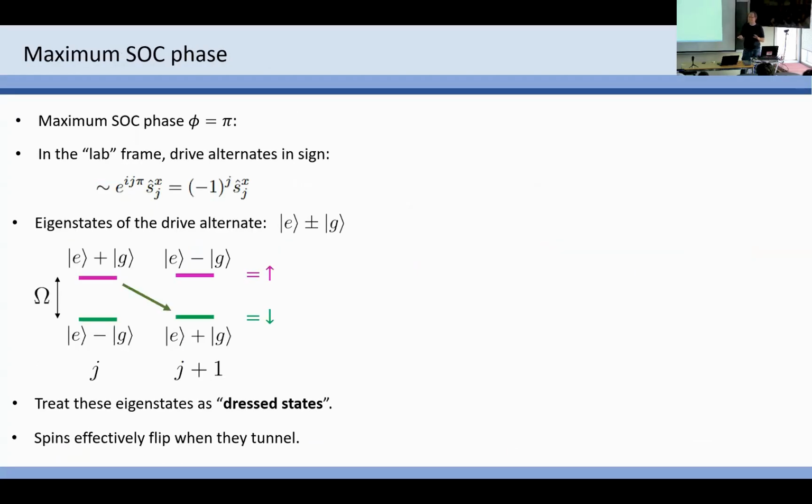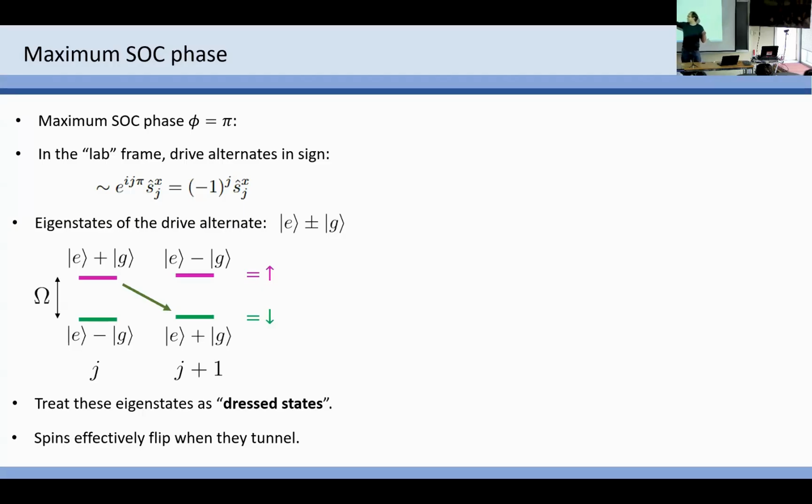Okay, before doing the mathematical Schrieffer-Wolff theory, I find it intuitive to consider the system in the case where the spin-orbit phase is pi, so it's maximal. In the lab frame, before making any gauge transformations, my Rabi drive basically looks like e to the i j pi sigma x. As we know, e to the i j pi is just (-1)^j, so it's an alternating sign. And the eigenstates of Pauli x are just plus or minus, with positive and negative energy. But because of this alternating sign, they will likewise alternate.